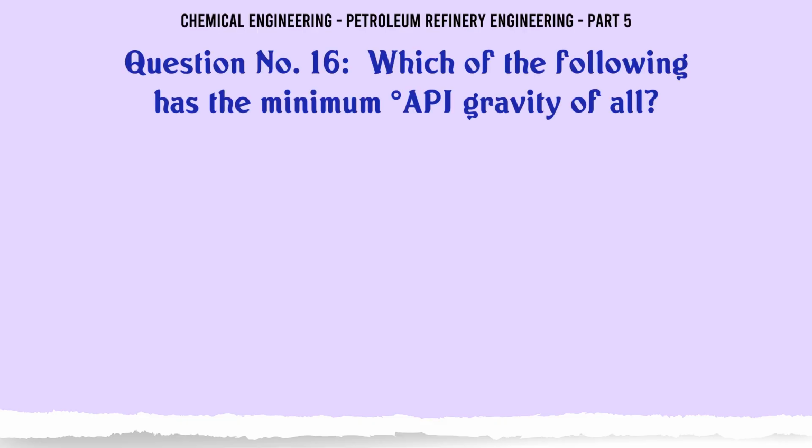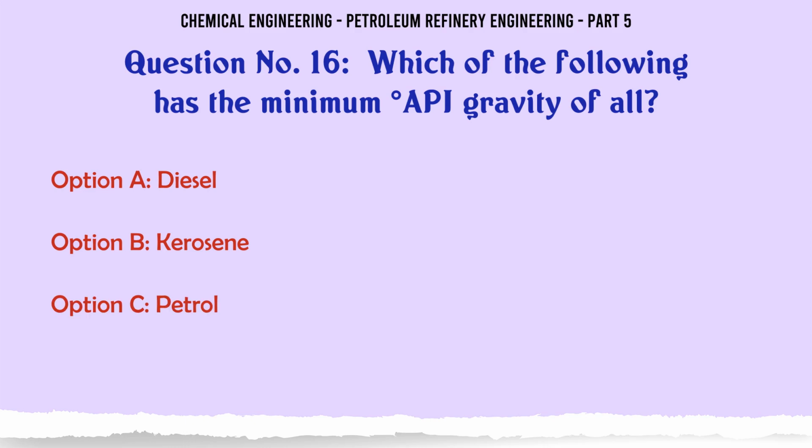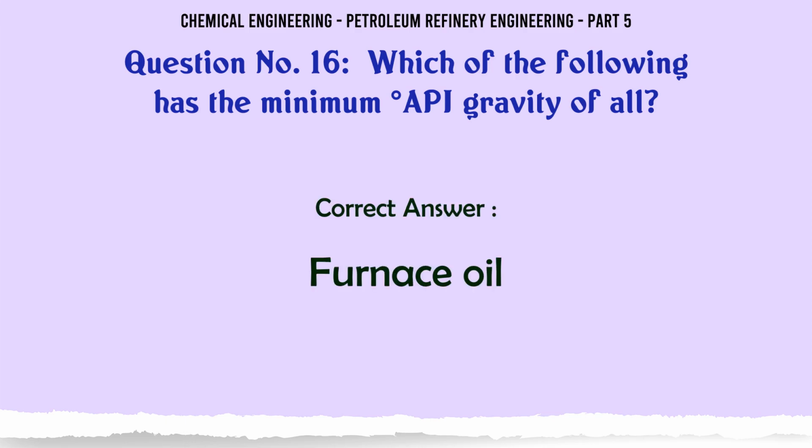Which of the following has the minimum API gravity of all? A. Diesel. B. Kerosene. C. Petrol. D. Furnace oil. The correct answer is furnace oil.